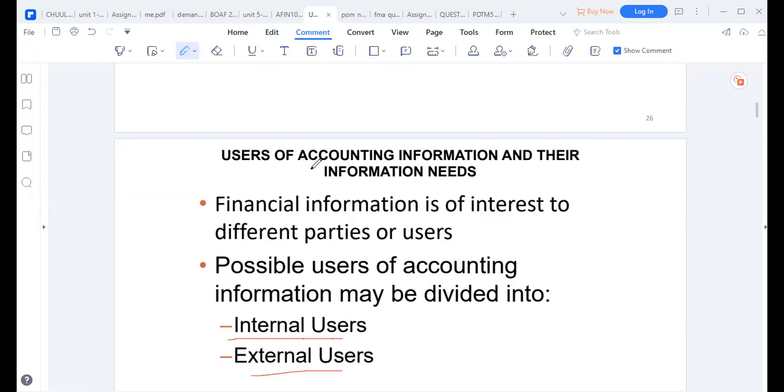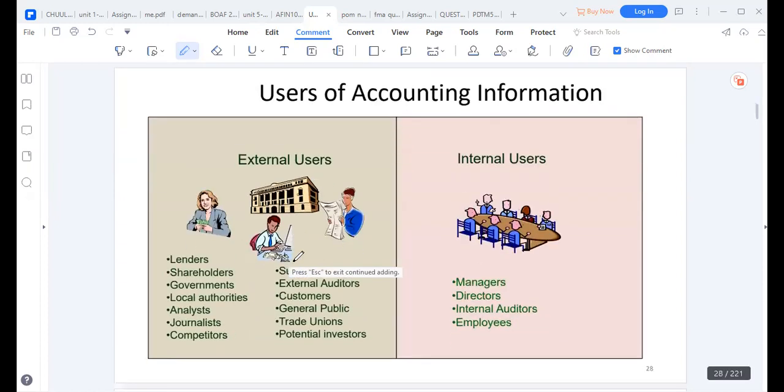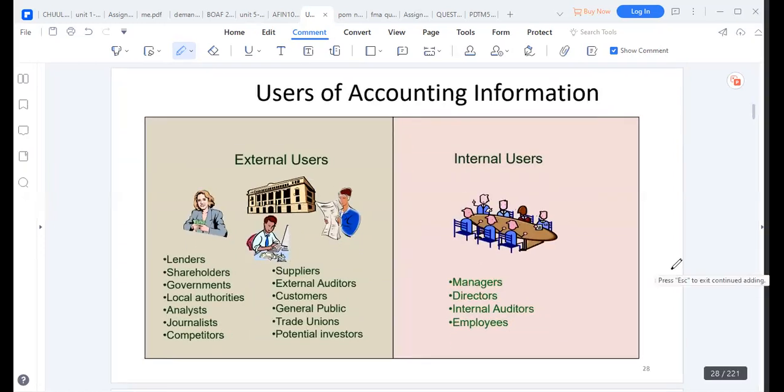Okay, so the internal users are the directors, employees, managers, and also the external users are the shareholders, the analysts, suppliers, and the like.